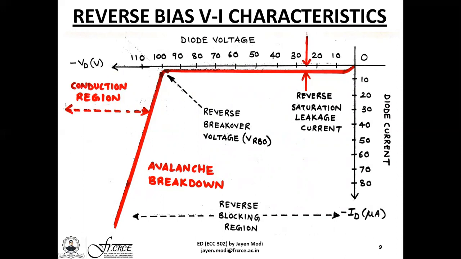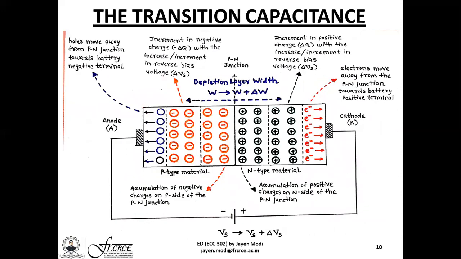The reverse bias mode of operation also gives rise to something called the transition capacitance. The reason being that as the applied battery voltage Vs increases further, there is also an increment in the depletion layer width. And as the depletion layer width increases, there is an increment in both the negative charge as well as the positive charge during the reverse bias mode of operation. Due to this, we have a phenomenon which is called the transition capacitance.